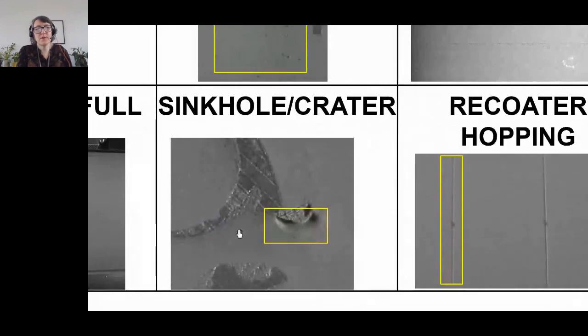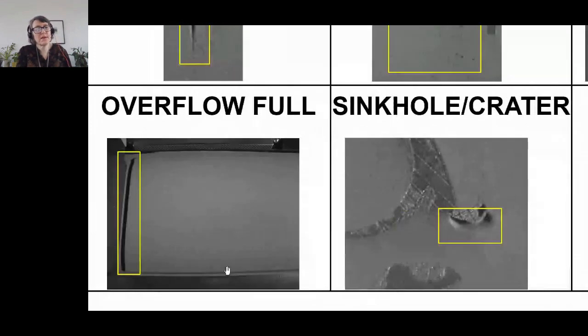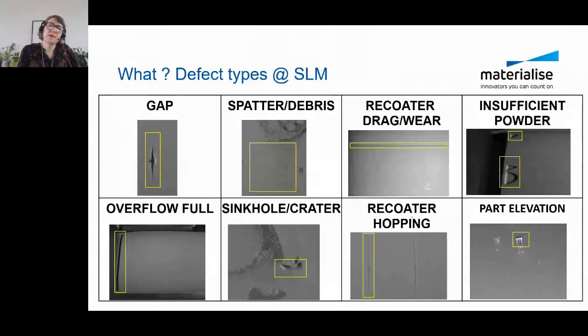We have spotted sinkholes and craters, and also there can be an overflow. So there are several things that can be spotted in a build, and that could have an effect on your part quality or on your build success.